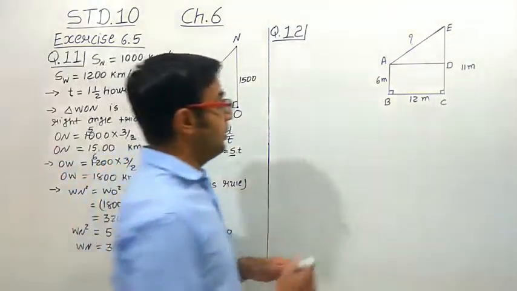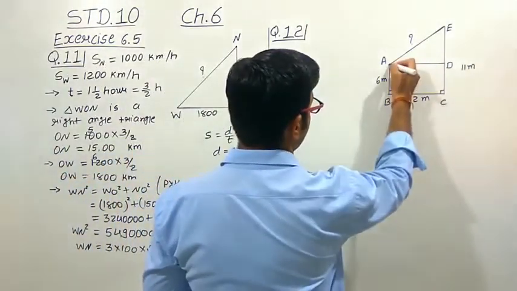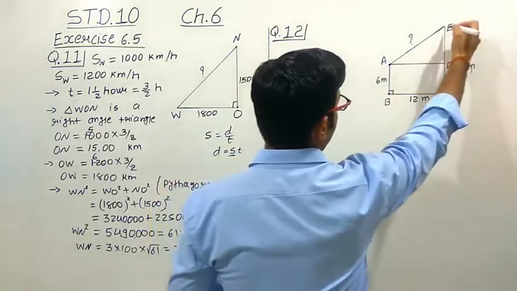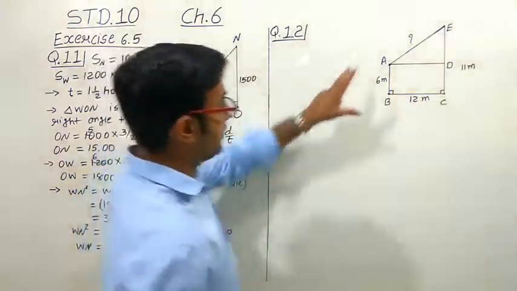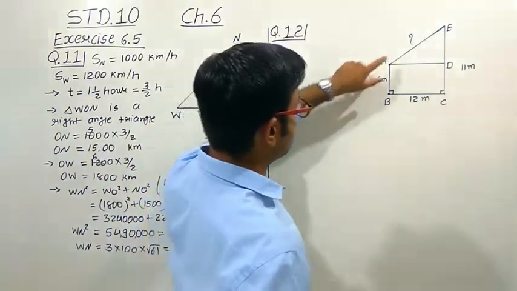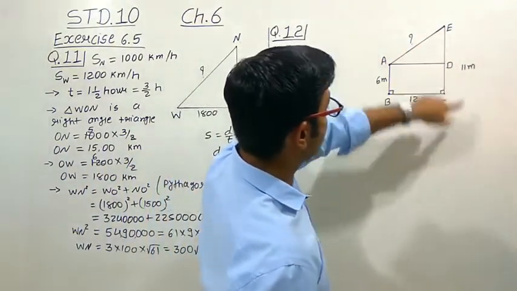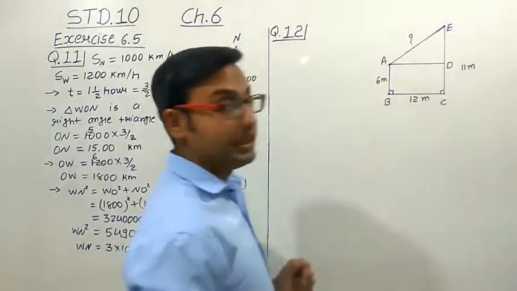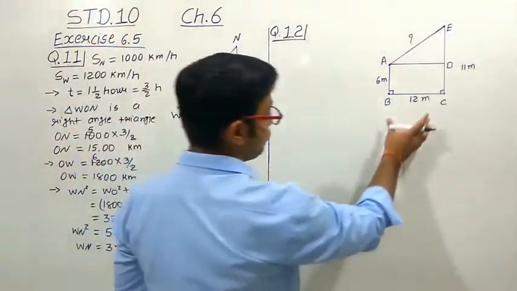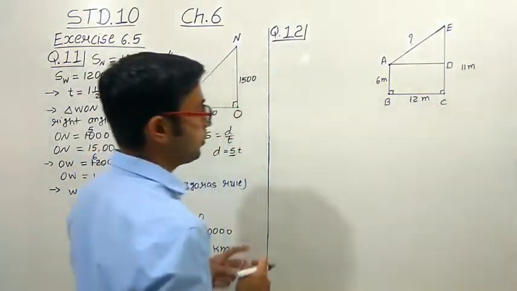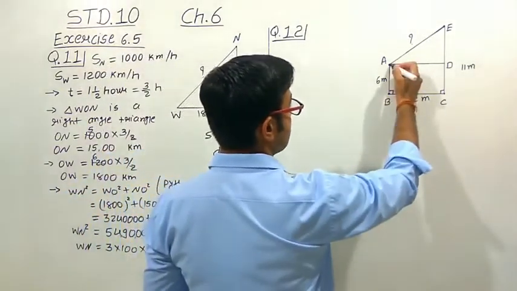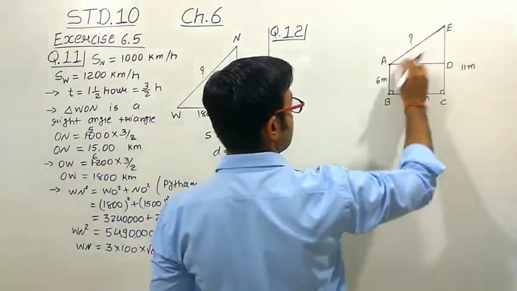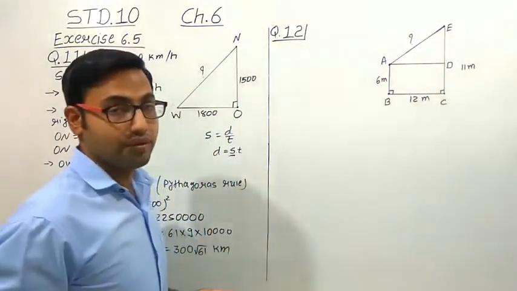Two poles are given. Let us consider one pole AB and the second pole CE. The first pole is 6 meters in height, the second pole CE is 11 meters in height. The distance between these two poles is 12 meters. All the things I have written down here. What do we have to find out? The distance between their tops. That means we have to find the distance A to E.